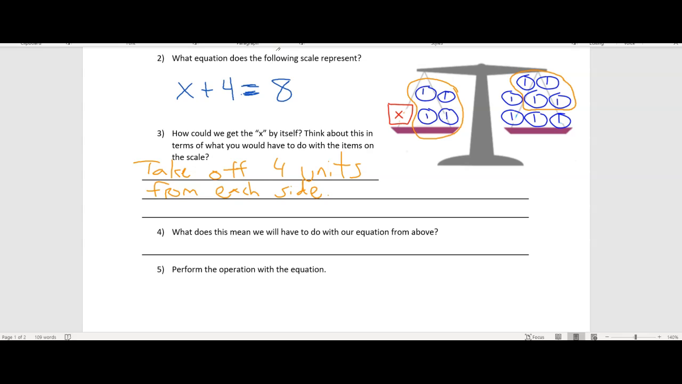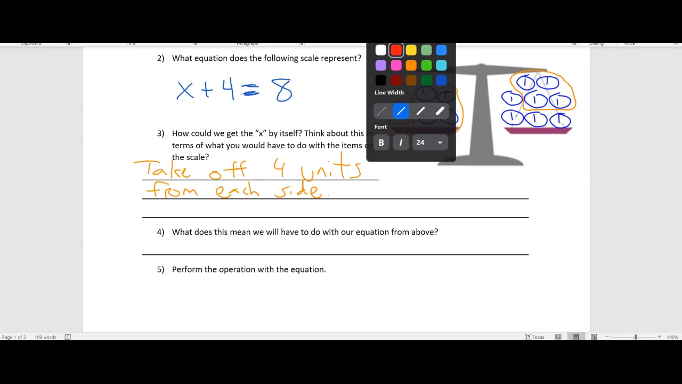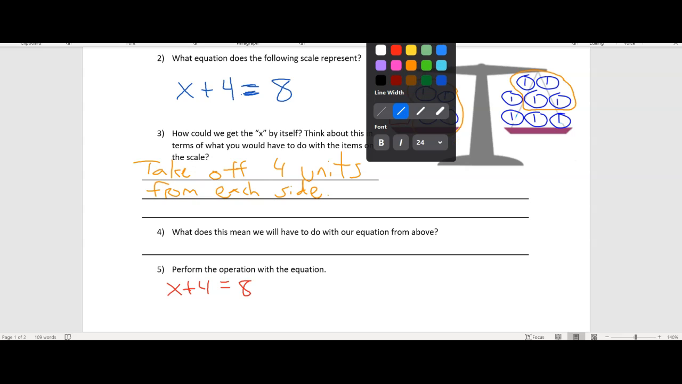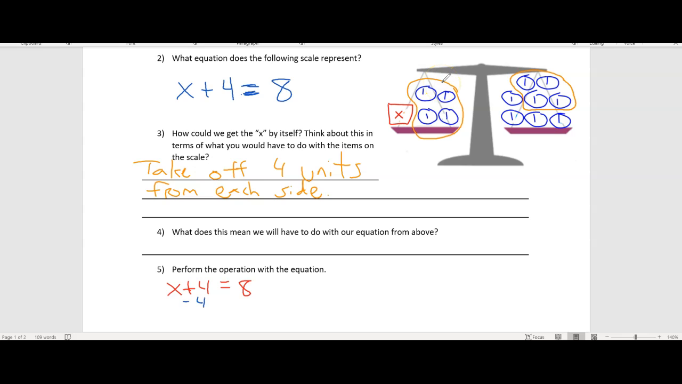And then think about what this means we'll have to do with our equation from above. So if we have the equation x plus 4 equals 8, we don't have the actual physical circles or balls to take off of our scale, but we can mimic that using a certain operation. So if we're taking away 4 from the side with the x on it and from the other side, well, that should be subtraction. So I need to subtract 4 from both sides.